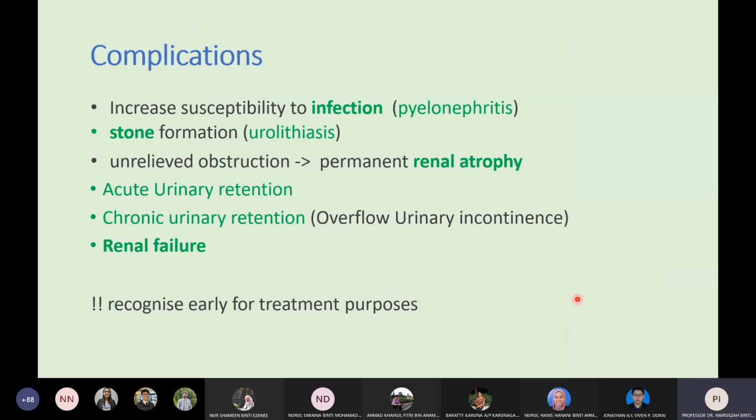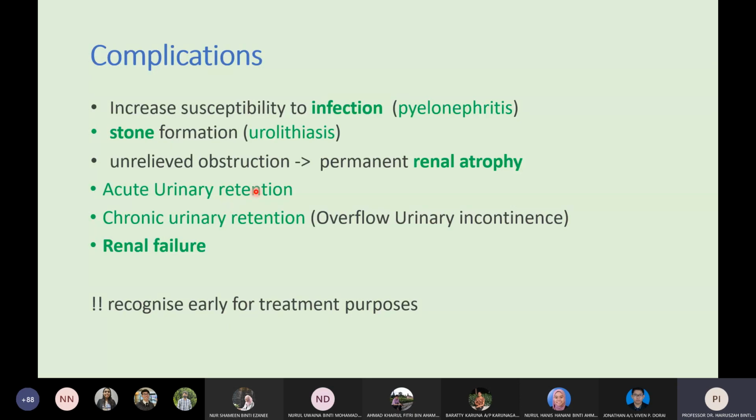Just to summarize, as a result of that pathophysiology, these are the complications that can arise in your patients if you don't treat them enough or don't intervene early. The patient will be susceptible to infection. Infection of the kidney is pyelonephritis. Of course, you can get infection of the bladder as well, which is cystitis. The other important complication is stone formation, which is urolithiasis. Uro is urinary tract, lithiasis is stone, stone formation. The other word for it is calculi. Calculi is the stone.